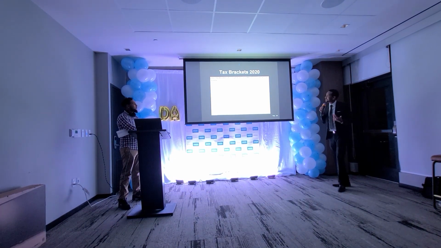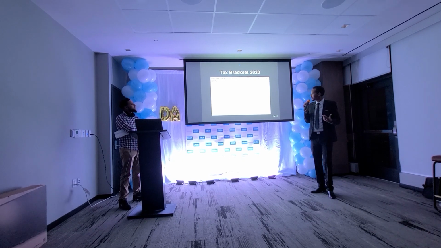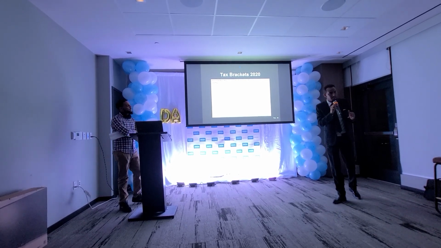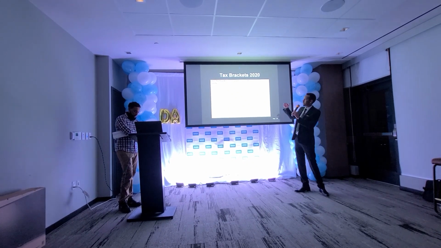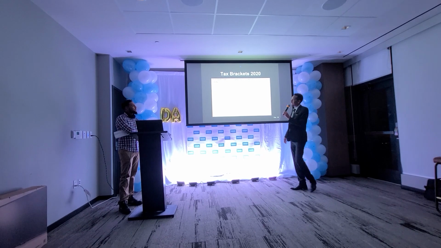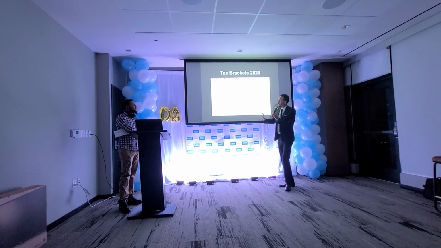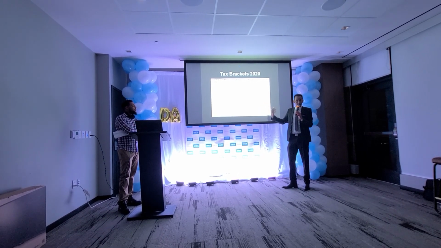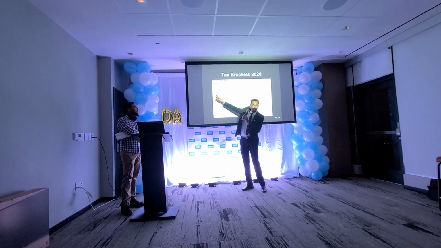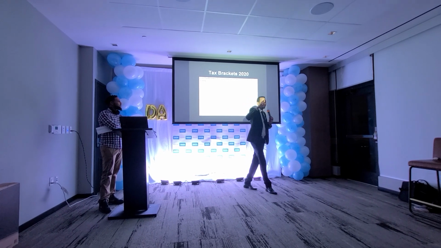Tax brackets. This is interesting because it's confusing for some people. We don't pay a fixed tax rate. This is for 2020, the tax brackets. It has been changing over the years. And this is how it works. If you make 60,000, like our example, the first 9,800 is taxed at 10%. Only the first.